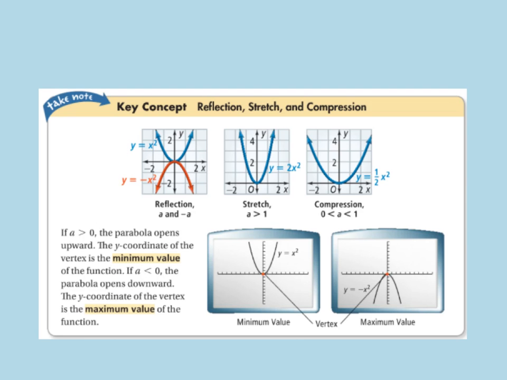Another thing to talk about with parabolas or quadratics is we're always going to have a maximum or a minimum, depending on if it's a reflection or not. If there's no reflection, that means it's going to be a minimum value, meaning that your vertex is at the bottom. That's the lowest it will ever go. If it does reflect, or if a is negative, then that means it's going to be flipped, and that means it's going to be a maximum value.